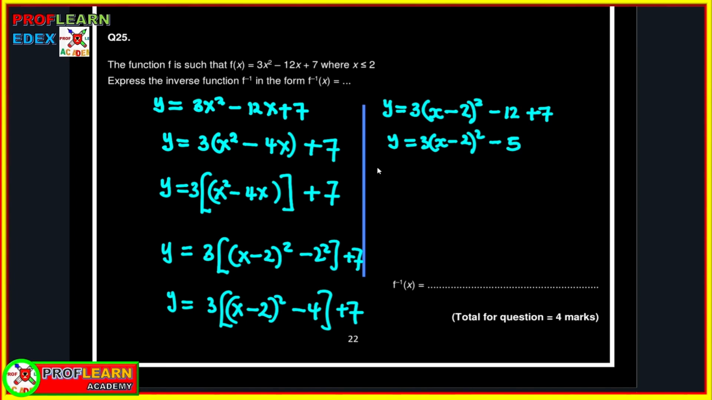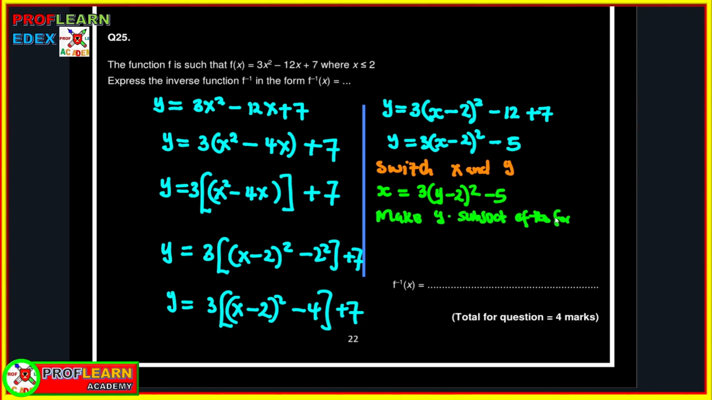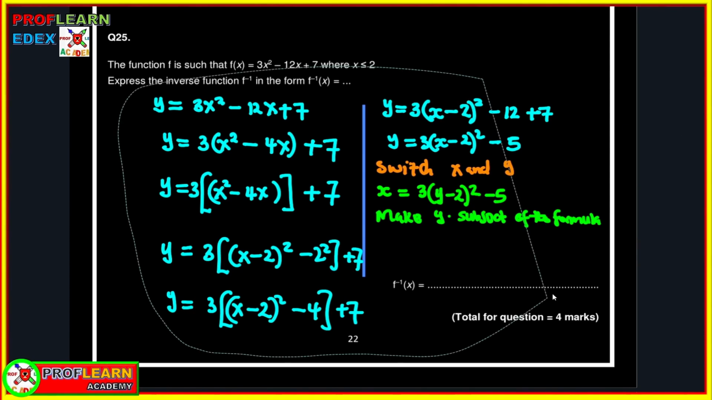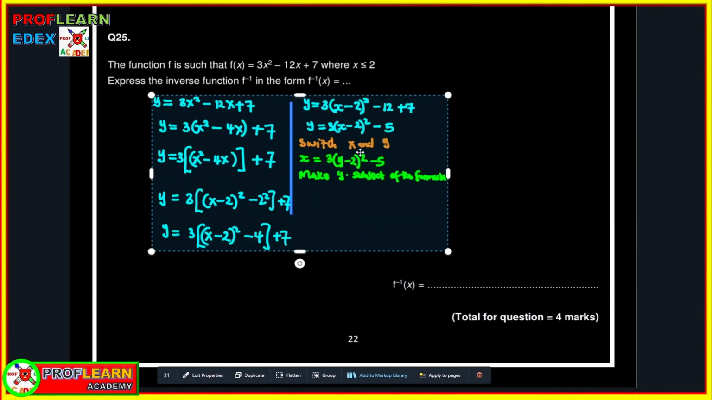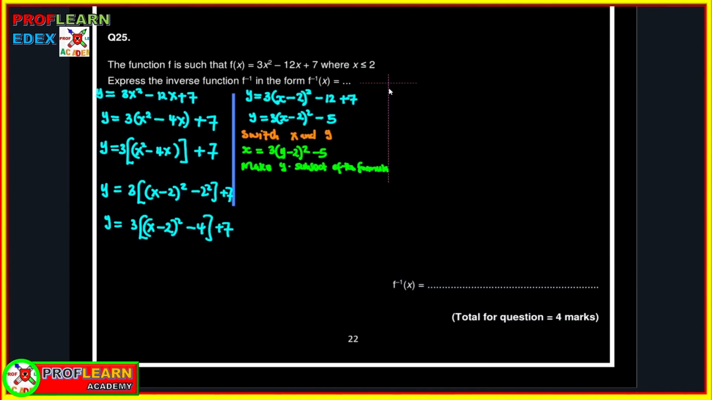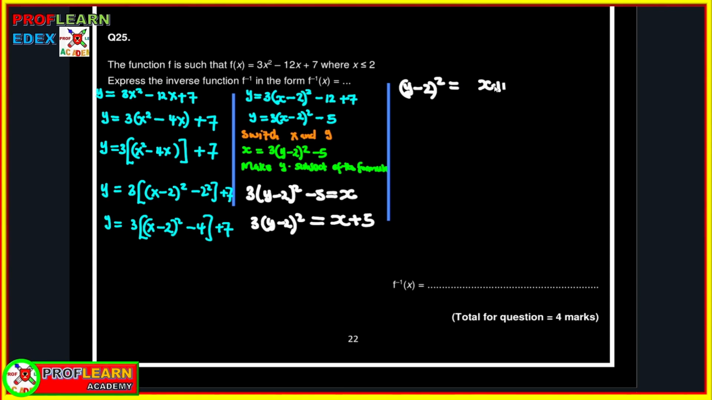So once we have this, we are going to switch x and y. Now switching x and y, we are going to have x equals 3 into (y minus 2) squared minus 5, and then we make y the subject of the formula. Let me look for more space. Let me move this a little bit. All right, so making y the subject, we are going to divide by 3 both sides. Yes, divide by 3, find the square root.